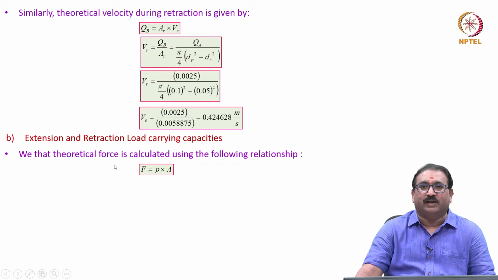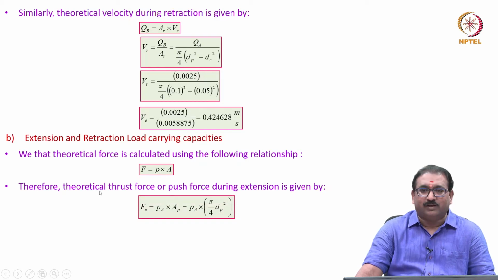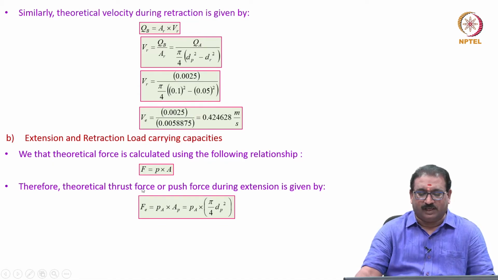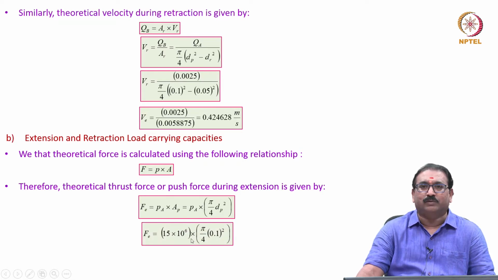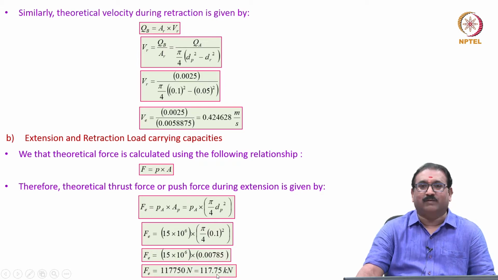Now we will see the extension and retraction load carrying capacity. Already we know that the general equation for the theoretical force is F equal to P into A, correct? Now we want the theoretical thrust force or push force during the extension, given by F equal to PA into AP. AP equal to pi by 4 dP square. Substitute all the values, we may get FE equal to 117.75 kilonewton.